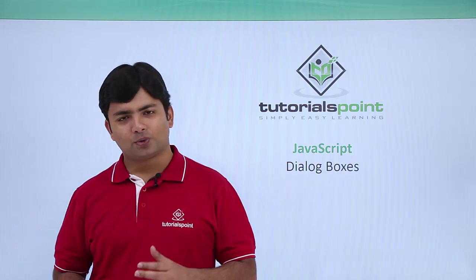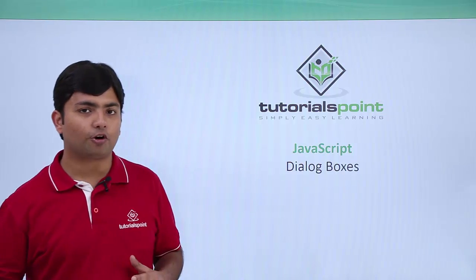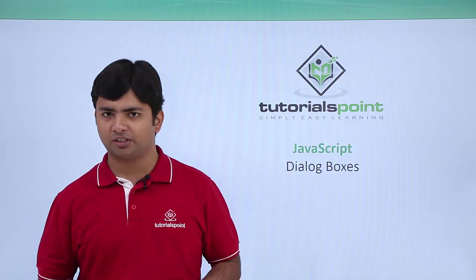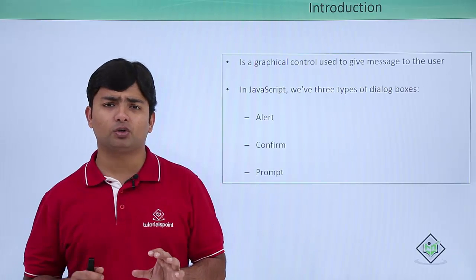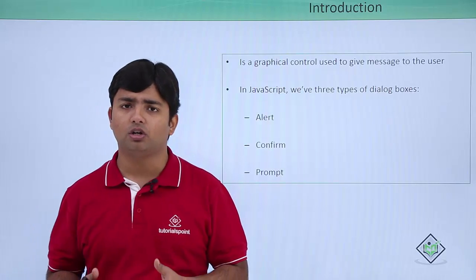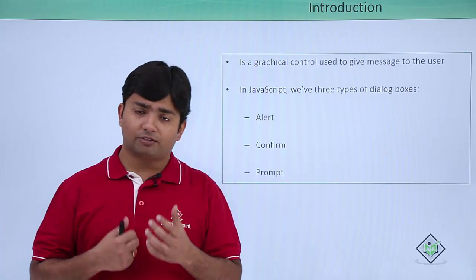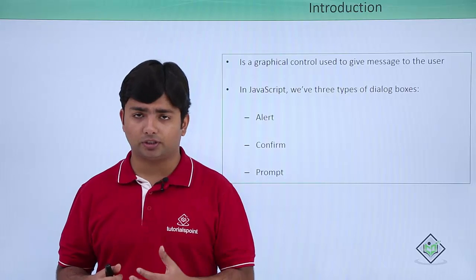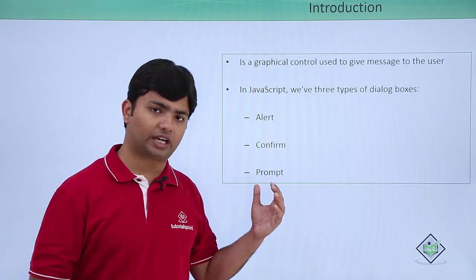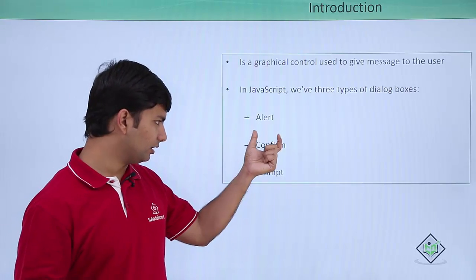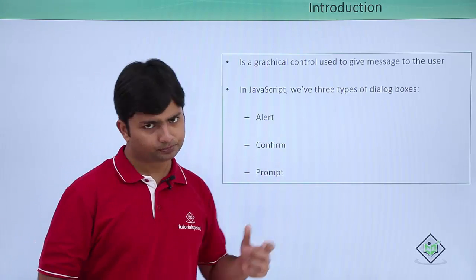In this video, we are going to work with the dialog boxes provided by JavaScript. Basically, a dialog box is nothing but a dependent window, or I should say a graphical control, which is used to give some message to the end user. In JavaScript, we have three different types of dialog boxes: alert, confirm and prompt.